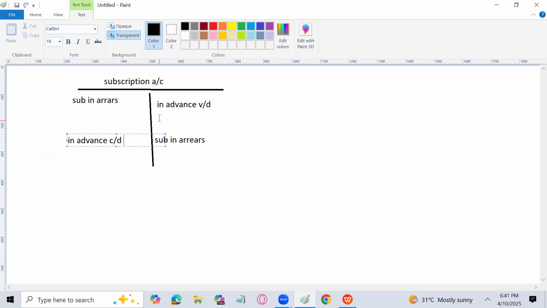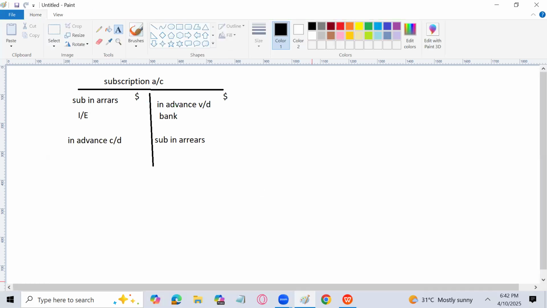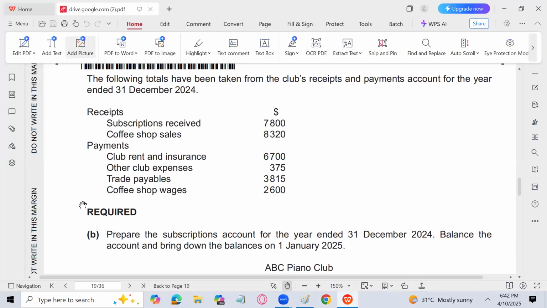Bank figure will come over here. Bank to subscription income, right? Bank debit and subscription income credit. So subscription is going to be credited because of bank. And the difference will be written in the income and expenditure account. Okay, so let's see what amounts are given to us.